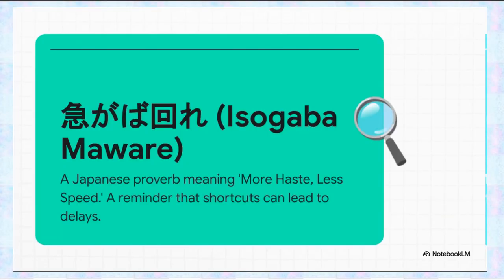And this whole experience just perfectly summed up this powerful Japanese proverb, Isogaba mawere. It basically means more haste, less speed. Our big attempt to find a quick AI shortcut ended up costing us way more time. It was this huge reminder that there's just no substitute for really truly understanding what you're building.